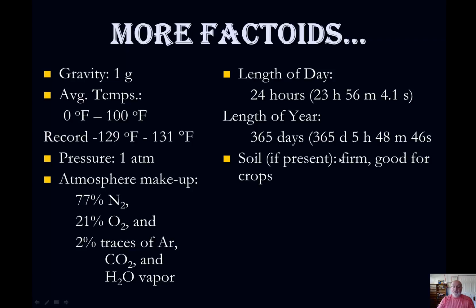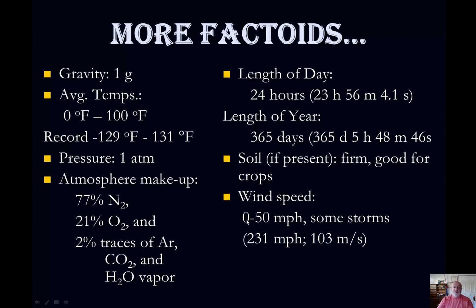Up in the mountains, you get very little soil, but down in the valley, it's very firm and very good for crops, nutrient-rich soils. Wind speed, 0 to 50 miles per hour. We're actually under a wind advisory here today, and so you probably have lots of wind. You may have branches coming down, hopefully not trees, hopefully not electric lines, but we did lose electricity last night for about a minute. Some storms may actually be higher than that, and the record is actually over 300 miles an hour. So some storms can kick it out to 231 miles per hour, and that works out to 103 meters, that's a football field plus, every second. Very quick wind.